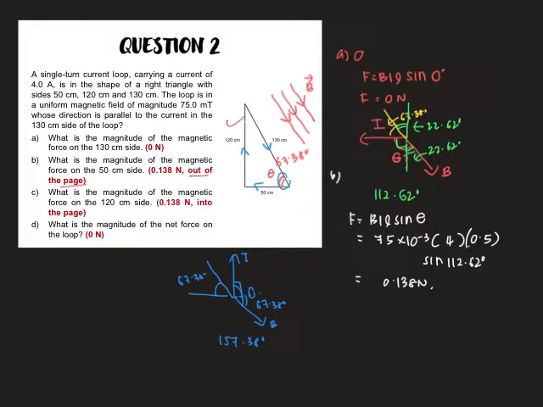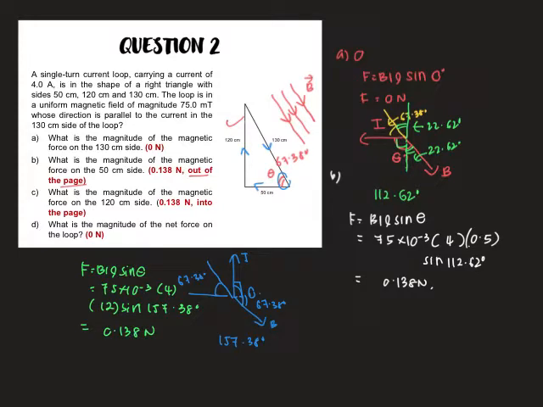So we are going to find the force over there. We are going to use F equals BIL sine theta. The B is going to be 75 times 10 to the negative 3, the current is 4, and the length is 120 centimeters, which is 1.2. Then you are going to use sine of 157.38 degrees. So you are going to get 0.138 Newton. And how about the direction?